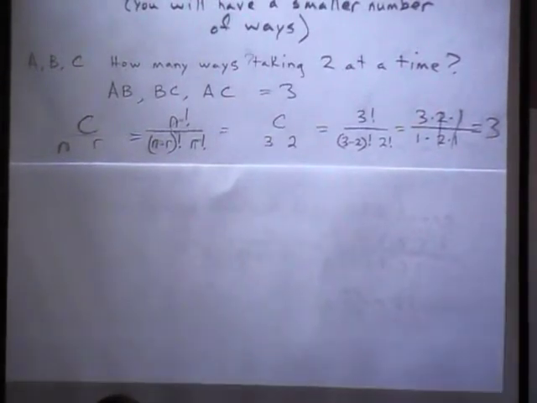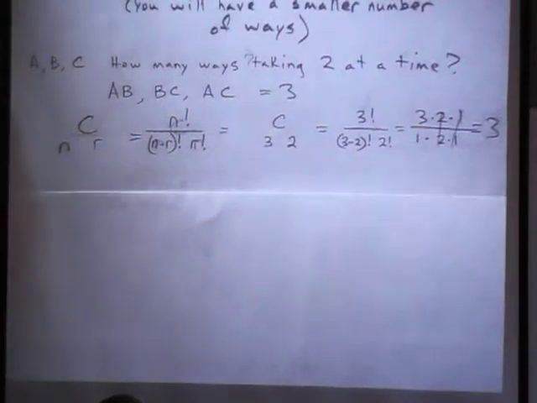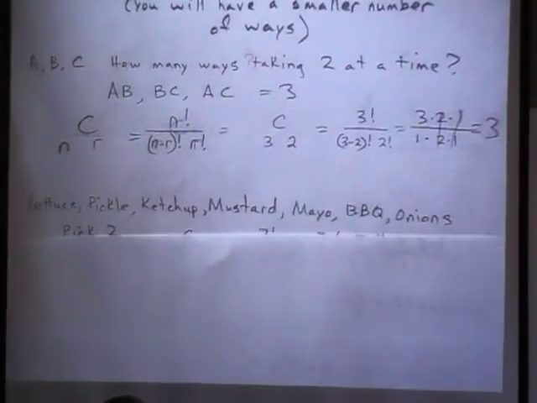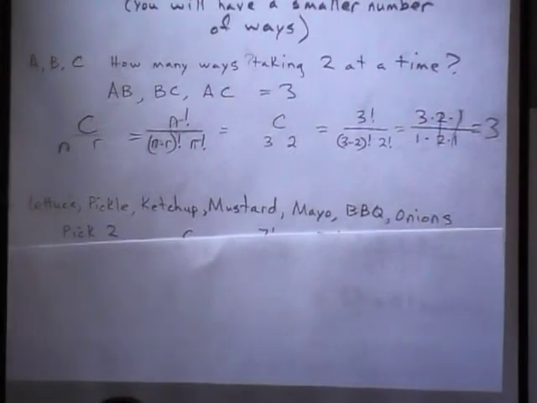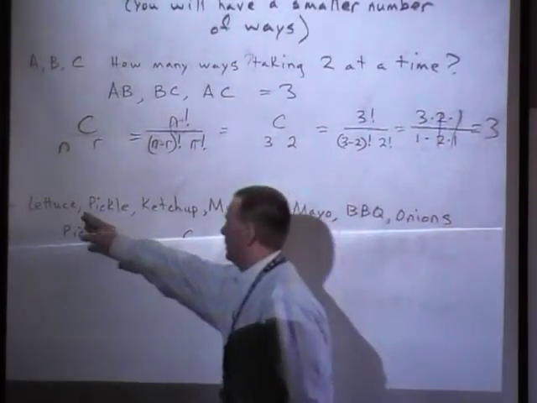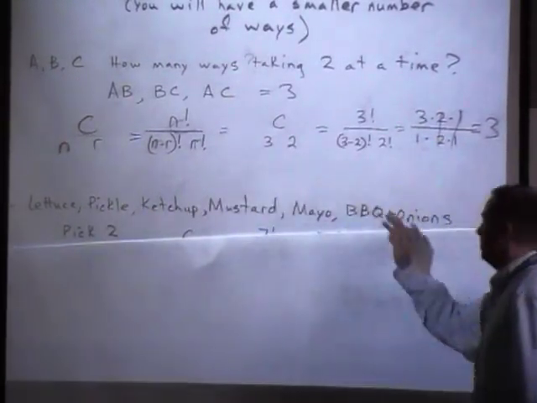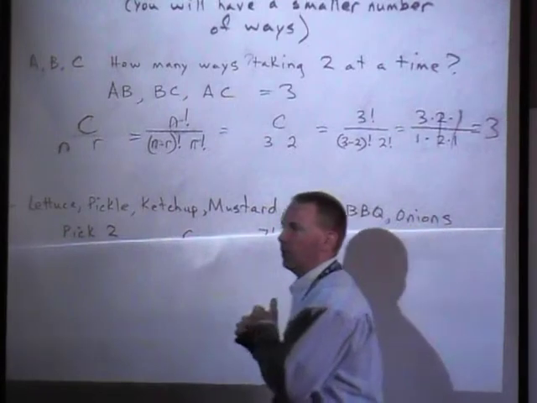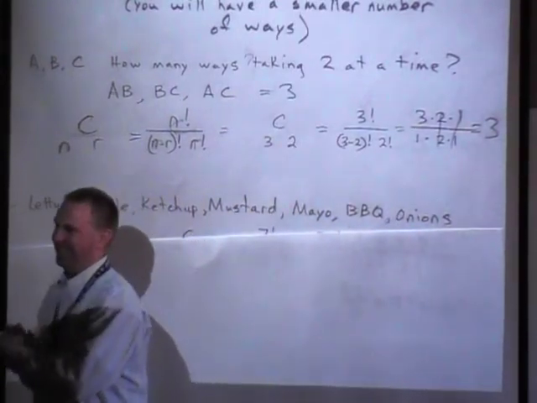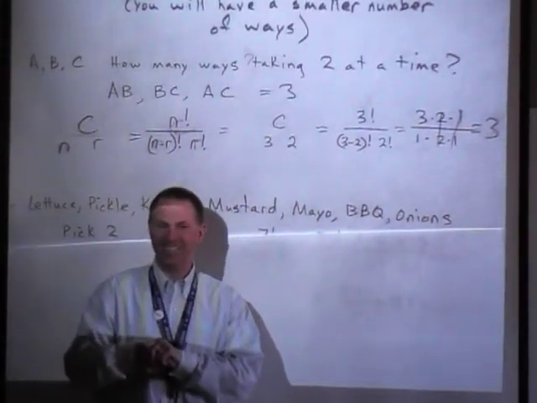Let's actually look at an example. Okay, so here's the example: lettuce, pickles, ketchup, mustard, mayo, barbecue, and onions. That's what you get to choose from for your sandwich, whether it be hamburger or chicken nuggets. Okay?